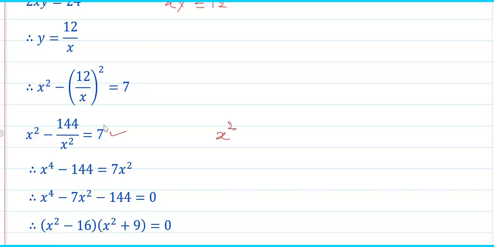X square in bracket x square minus 144 upon x square is equals to 7 into x square. पुढे simplify करणार x square into x square, you will get x raised to 4. X square into 144 upon x square get cancelled. You will get 144 and that is equals to 7x square. पुन्हा 7x square आपण left hand side ला आणणार. X raised to 4 minus 7x square minus 144.